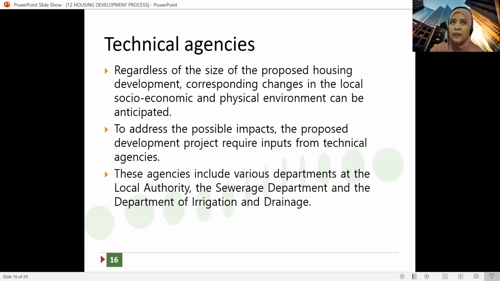So if there is any significant or any major issue, that can be included as a condition for the approval of that particular housing development. So the developer must comply with this condition. For example, the drains are not enough. So the developer must build an additional 10% or 20%, or the depth should be like this. They can set or specify the drainage that is required for that particular proposed development.